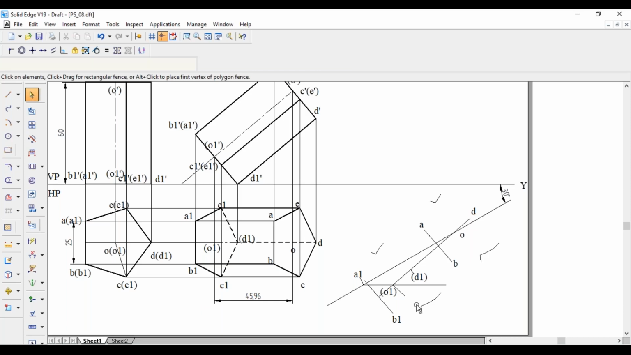This is C1, E1, E and C. So join the points, following the nature of the lines that are there here. In a similar way you have to join here also. So these four are dark.